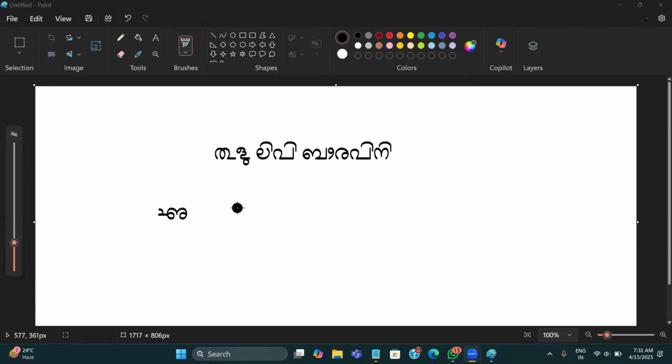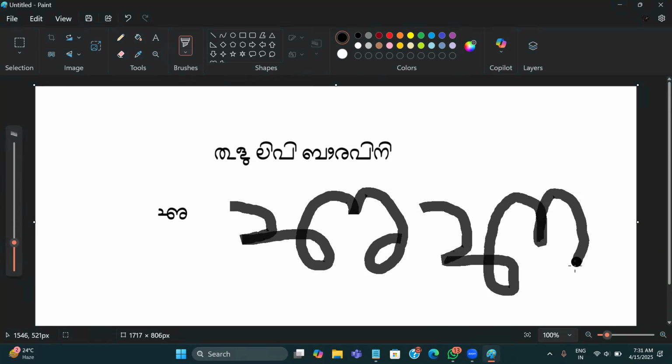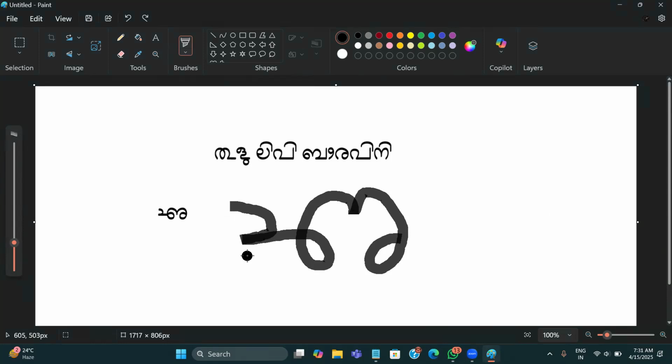Firstly, from A we will start. First, how to write this A? A can be written like this. Firstly, you have to go like this, and this. I will show you again. A can be written like this, slowly moving. Actually, it will come. I will show you again how to write A.